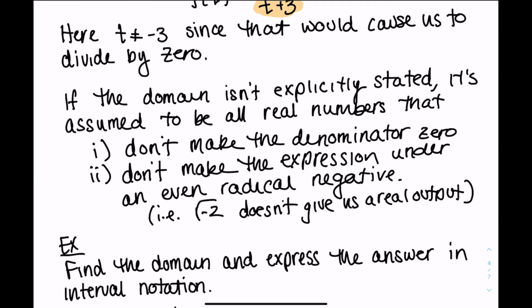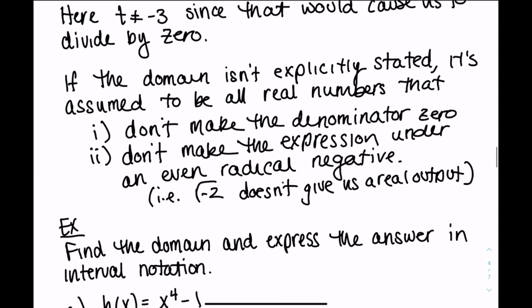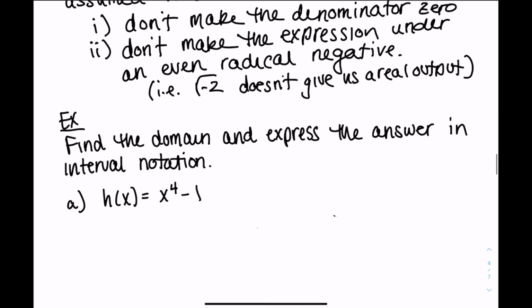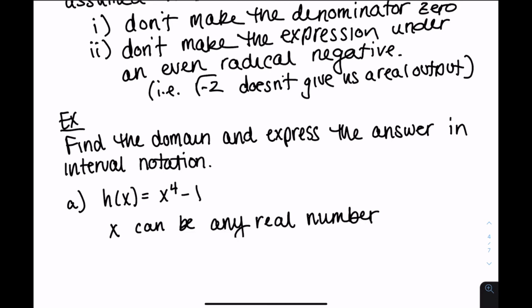So let's go ahead and get some practice. Let's find the domain, and then we'll express that answer in interval notation. So we have the function h of x is x to the fourth minus 1. I have no radicals. I have nothing in the denominator, so there's no problematic values of x. I can take any number, raise it to the fourth power, and subtract 1. So here x can be any real number you want. So the domain for that would be negative infinity to infinity. Anything in between here is good.